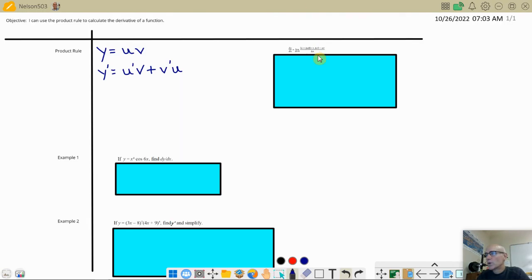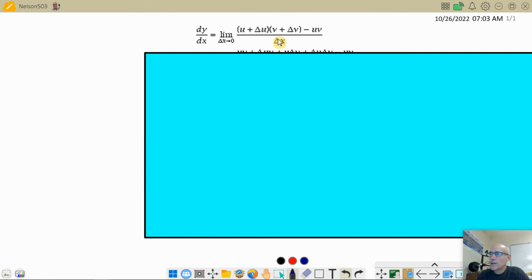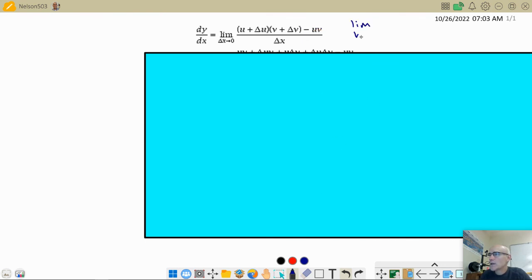I've got a little proof for you. I'm going to zoom in over here. Let's just talk some notation for a second. This is the definition of the derivative, like a little change in x, and then you've got u plus a little change in the y value of the u function times v plus a little change in the y function's v minus u times v. So if that doesn't look like the definition of the derivative, remember we had something like this, the limit as h approaches 0 of f of x plus h.